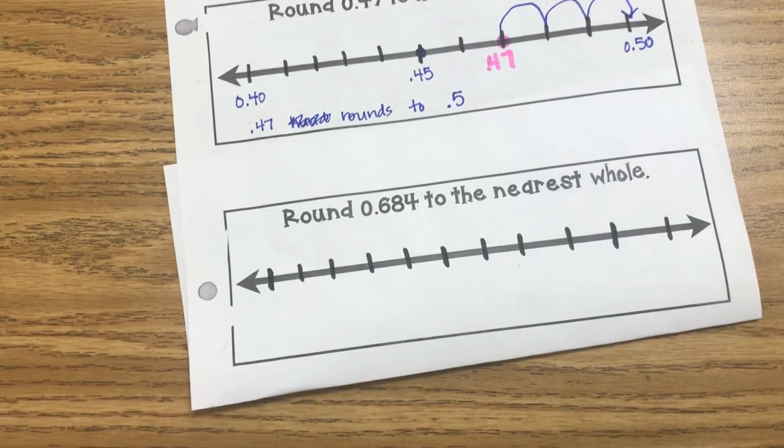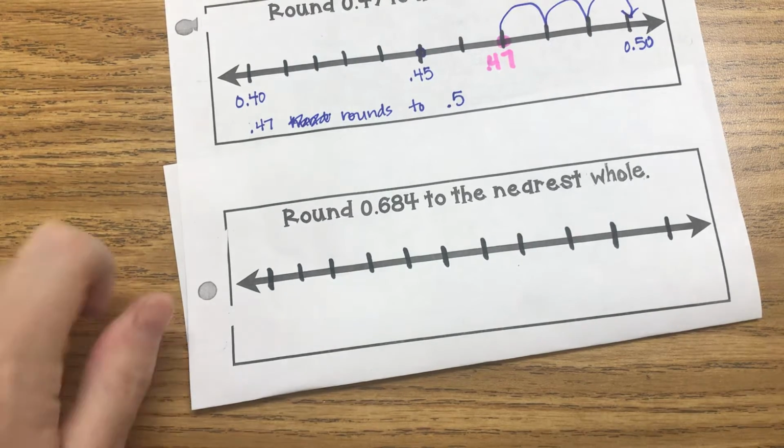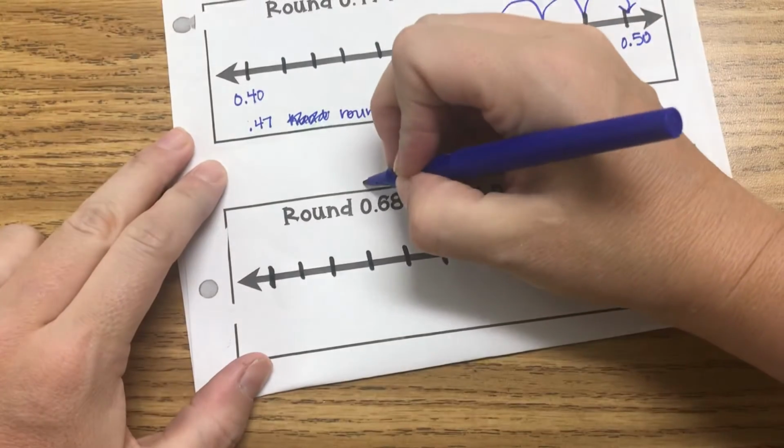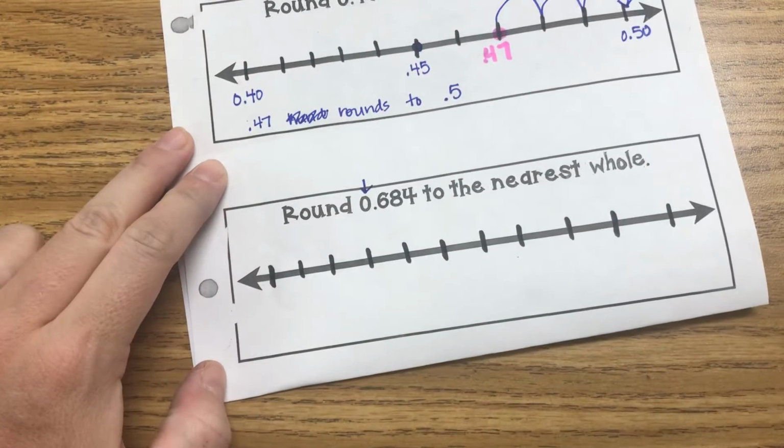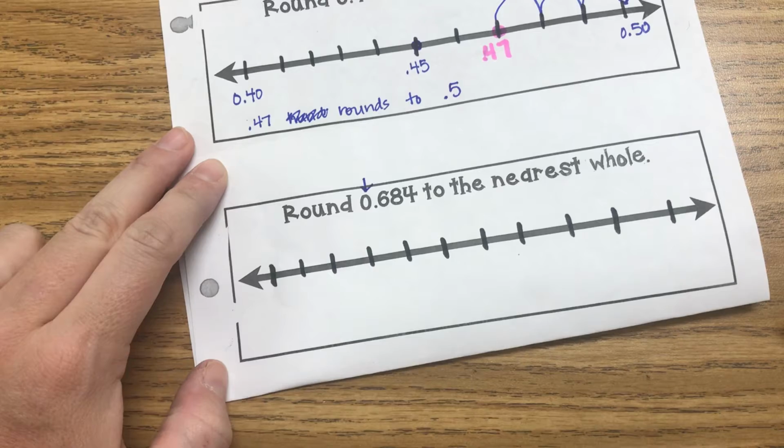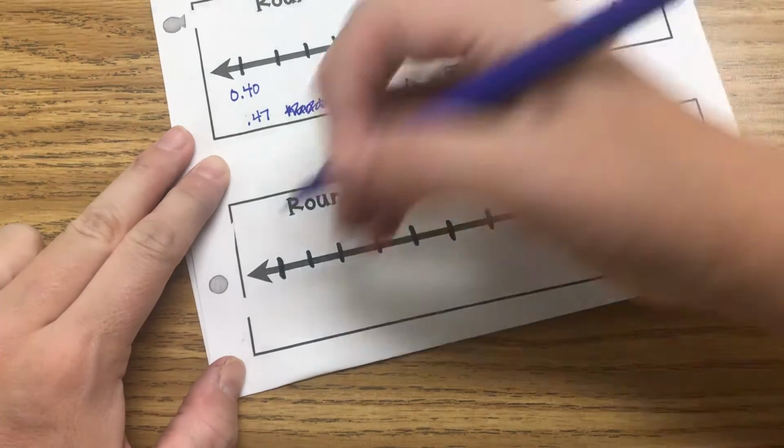Look at this next one. It's a little bit different because it goes into the thousandths place. And this time we want to round to the nearest whole number. So I'm going to focus on the place I want to round to. So I want to look at my whole number. That has to be the number that we put all the way to our left benchmark.